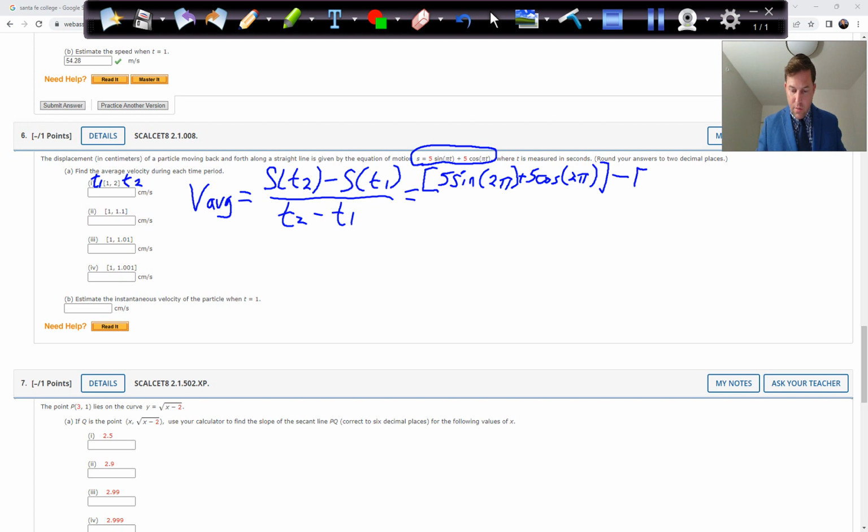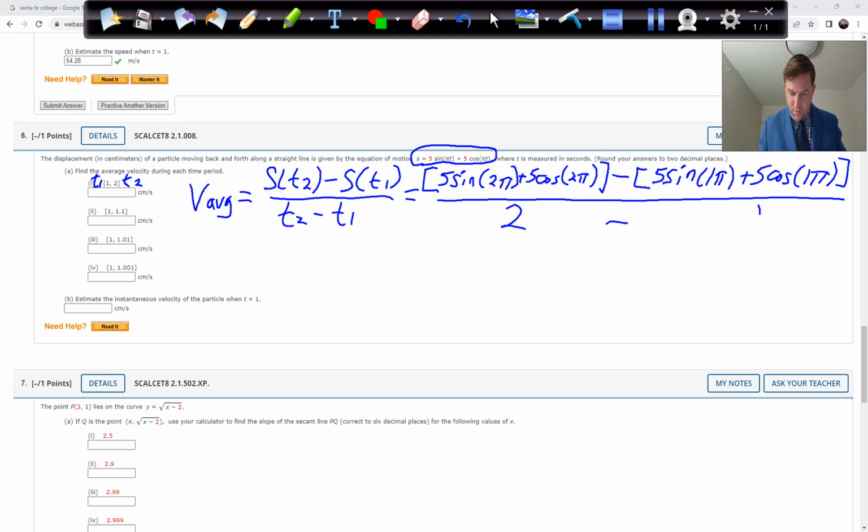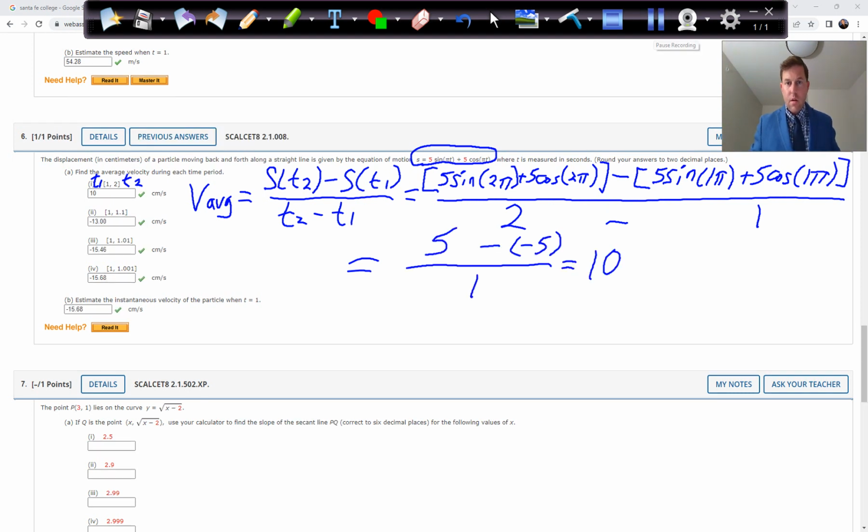Then we're going to plug in time equal to 1. So you get 5 sine of 1 pi plus 5 cosine of 1 pi. And we're dividing again by 2 minus 1. Okay, so let me get those numbers. Make sure you're in radian mode when you do this. If you do 5 sine of 2 pi plus 5 cosine of 2 pi, you'll get 5. When you do 5 sine of 1 pi plus 5 cosine of 1 pi, you'll get negative 5.